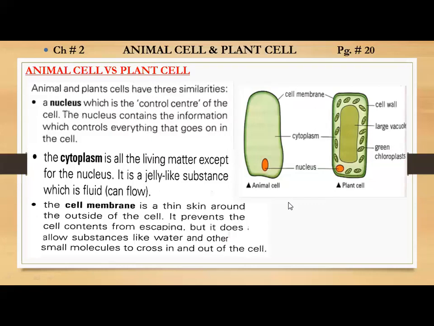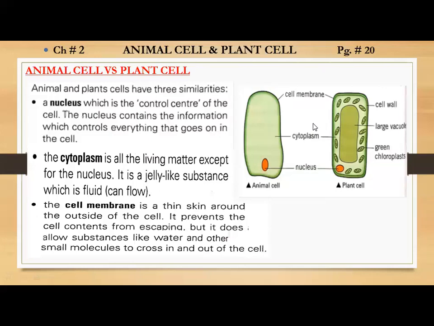Now come to the second thing, the cytoplasm. The cytoplasm is all the living matter except for the nucleus. It is a jelly-like substance which can flow. Earlier I told you that cytoplasm is a jelly-like structure in which all the organelles of the cell float. It provides some space, some liquid for the organelles to float in. So that is what is called cytoplasm.